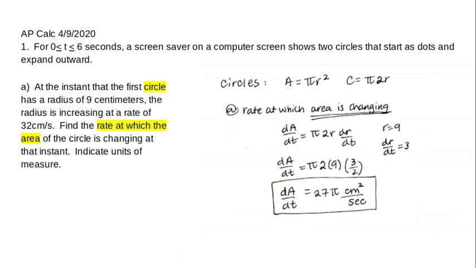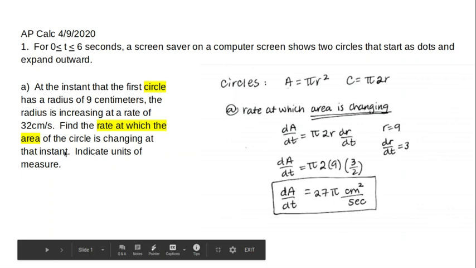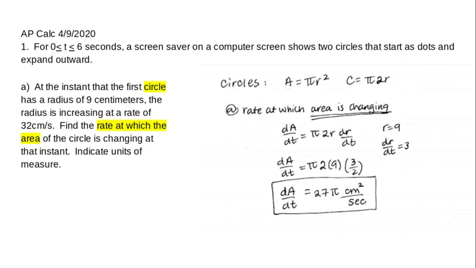All right, so problem one talked about a computer screensaver that shows two circles that start as dots and expand outward. So at the instant that the first circle has a radius of 9 centimeters, the radius is increasing at a rate of, this should be 3 over 2 centimeters per second, I mean. So this should be 3 over 2. Find the rate at which the area of the circle is changing at that instant. So I have some errors over here, but just work with me. I didn't feel like downloading and re-uploading my work again.